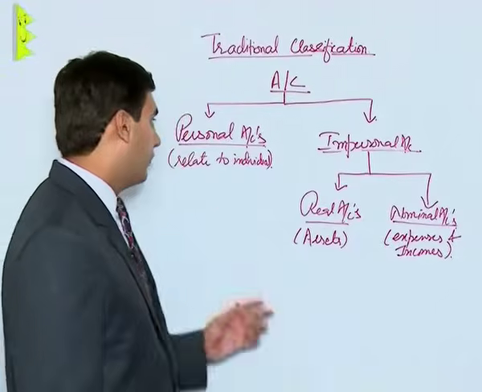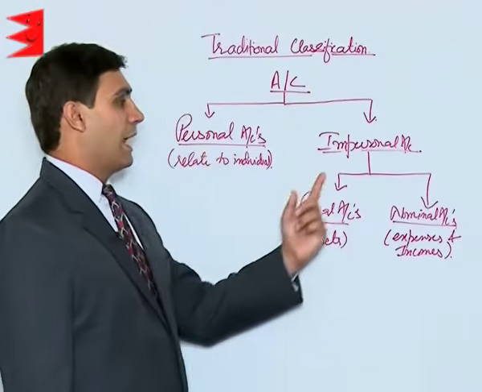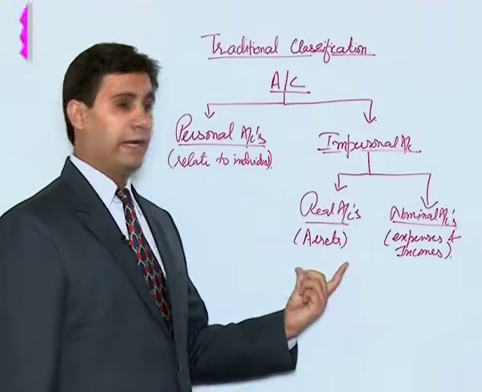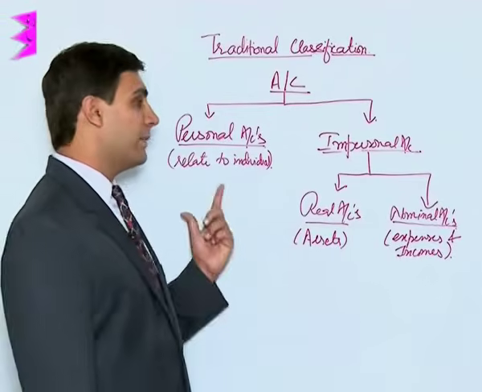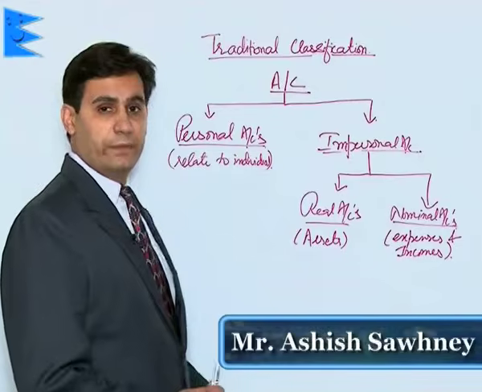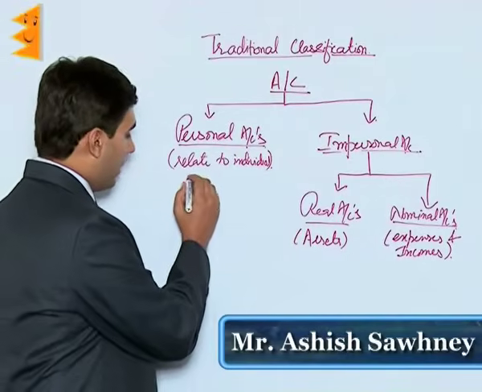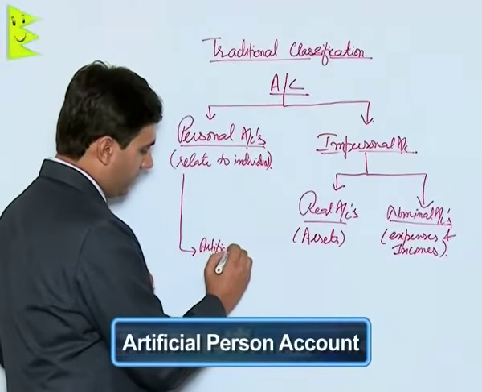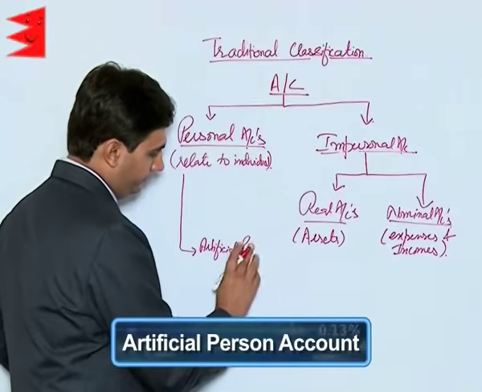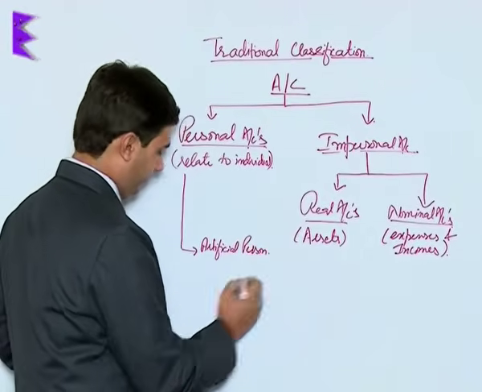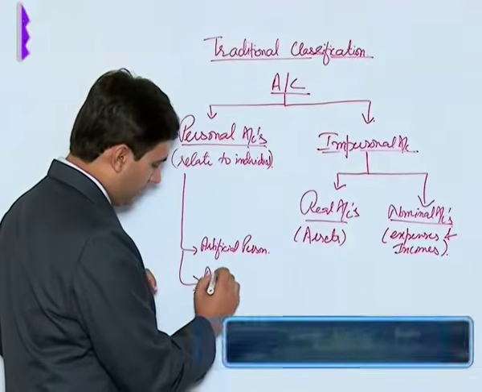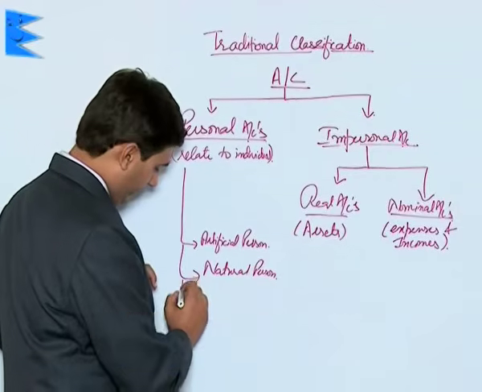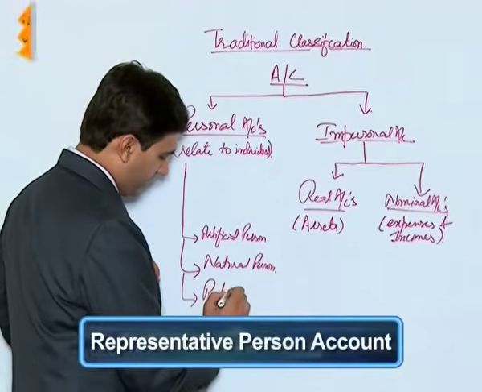So now students, we have two broad categories, personal accounts and impersonal accounts. Impersonal accounts are further classified as real and nominal. There are subcategories to all these accounts also. Let us understand them as well. Personal accounts can be further classified as artificial person account, natural personal account and representative personal account.